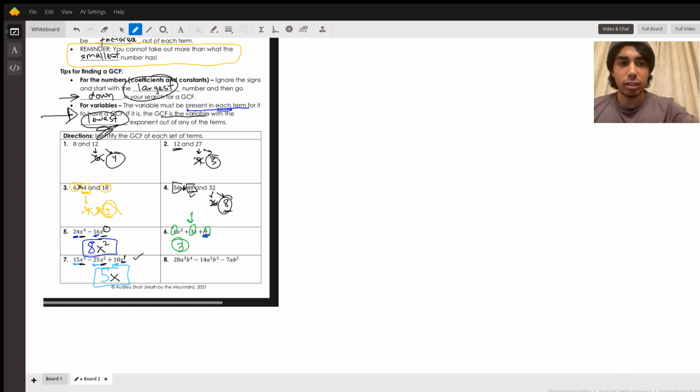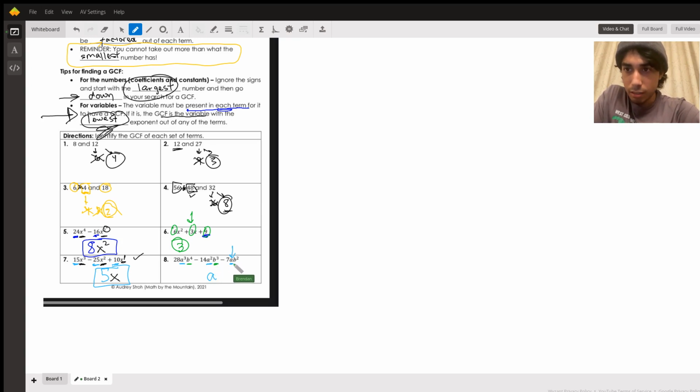All right, last one on this page of our notes here. We've got a lot going on in this one. So it's okay to have more than one variable, more than one letter in your greatest common factor. We're looking at the A's here. Notice we've got an A in every single term. The lowest exponent is the A to the 1, so it's like A to the 1, or we could say just A is going to be in our greatest common factor. And in the same way, we've also got B's on all of them.